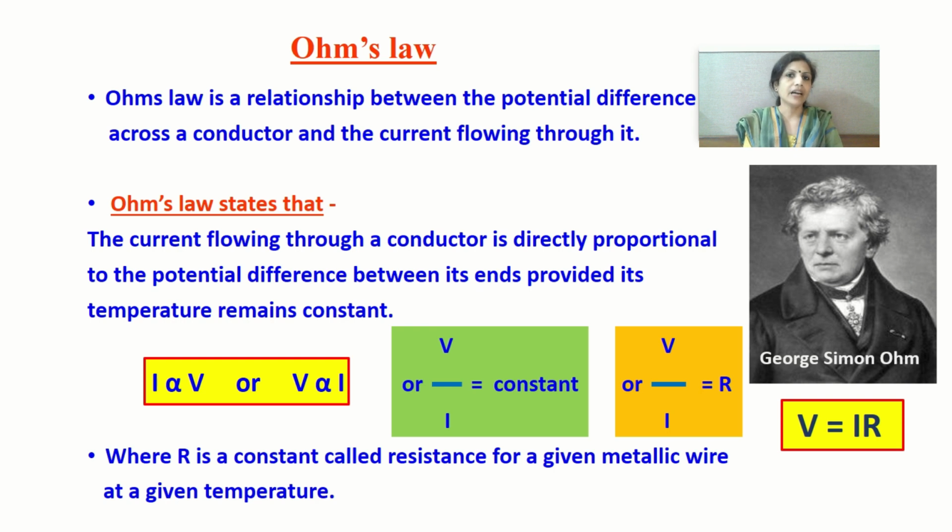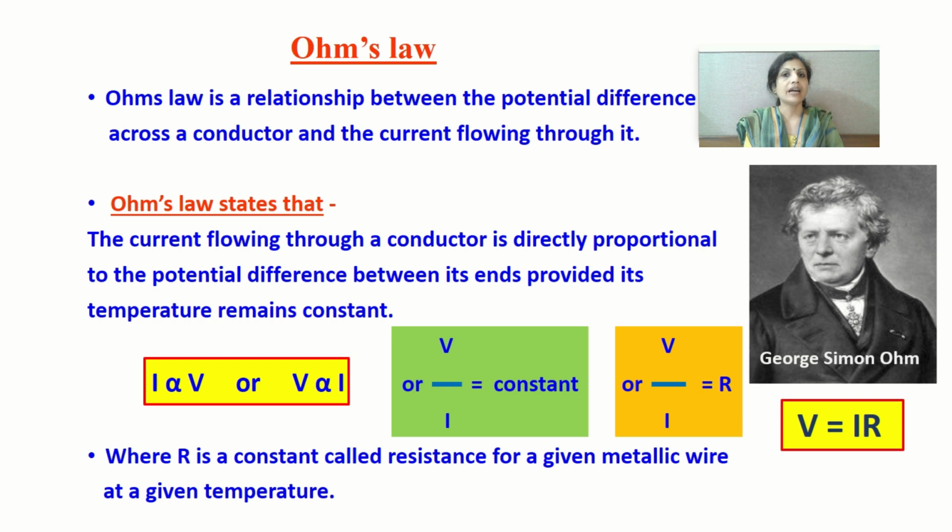Alright, when we say direct proportion, it means that both quantities are dependent on each other. If you increase one quantity, the other increases. If you decrease one quantity, the other also decreases. Symbolically, we can write I is directly proportional to V, or V is directly proportional to I. We can also write V upon I is equal to a constant of proportionality, denoted by the letter R. So V upon I is equal to R.